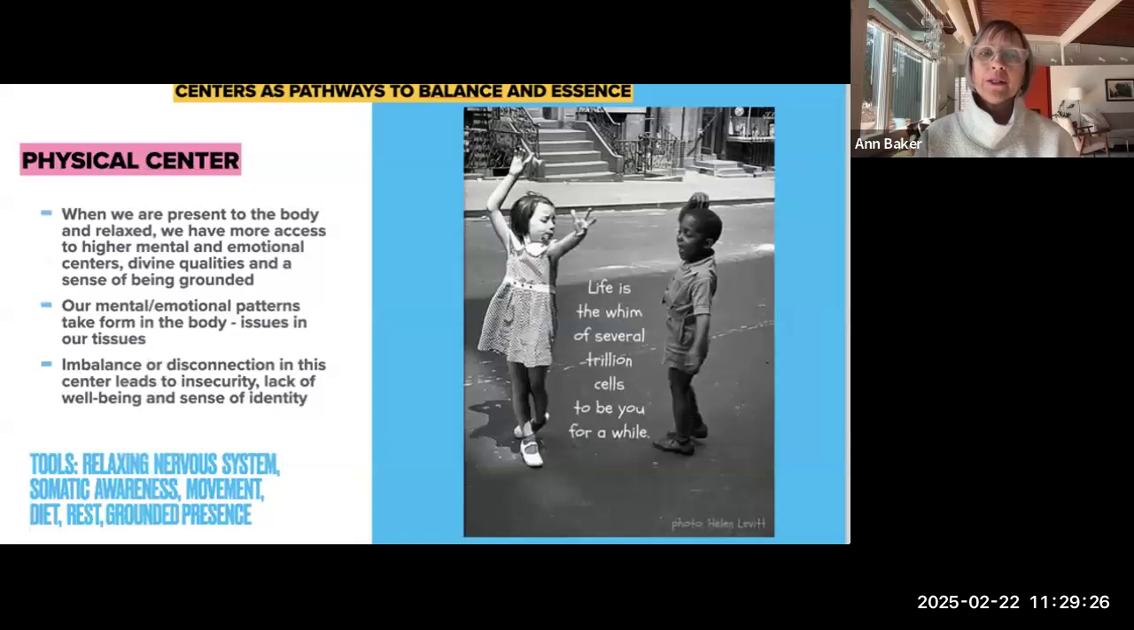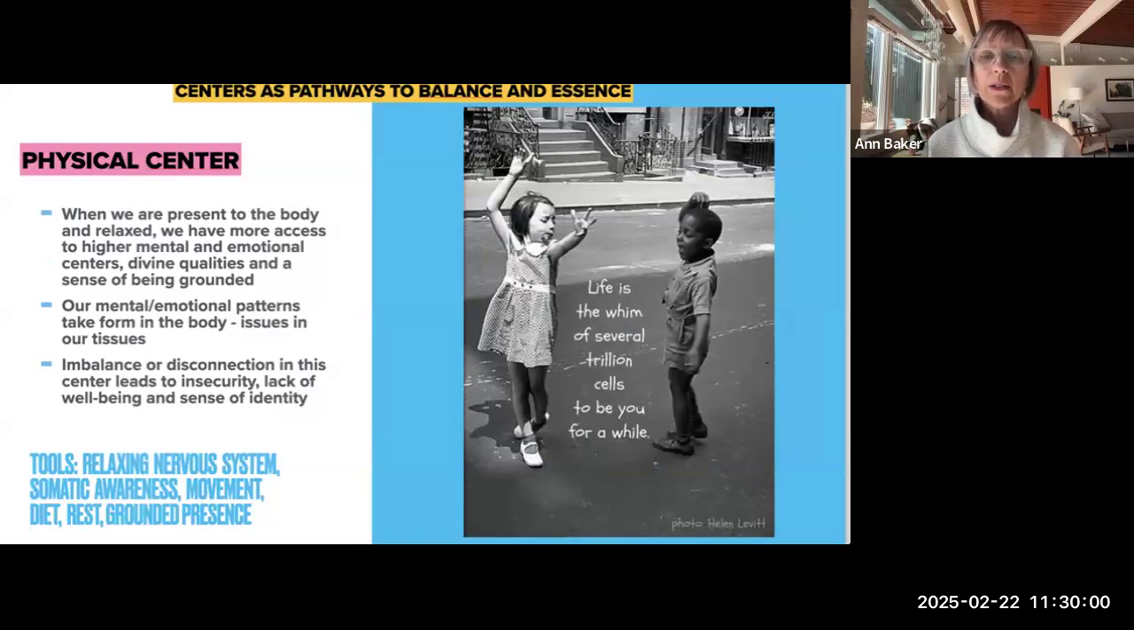And finally, the body center. This is a big one, because when we are present to the body and fully relaxed, guess what? Those habitual patterns relax on their own. And we naturally have more access to the higher heart and mental centers and all of our divine qualities. All that comes from really just relaxing our nervous system and being fully present in our bodies.